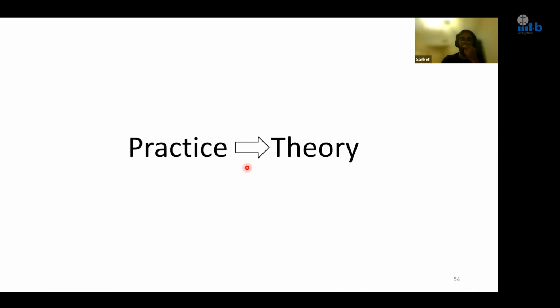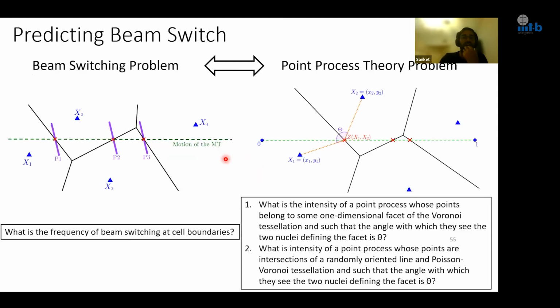So how practice can lead to theories. I was talking about theory to practice until now. So in practice, what happened, I was talking about this beam switching problem, right? The users have these panels. You have a phone, and then you have the front side of the phone and the back side of the phone. As you're moving, the base station might lie on the front side of the phone and the next base station might lie on the back side of your phone. This shows the side view of the phone. Let's say this X1 lies on this side and the next serving base station lies on this side. So there will be a beam switching, right? So it is important how frequently this beam switching happens.